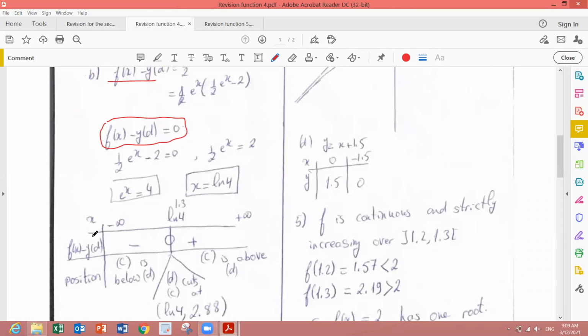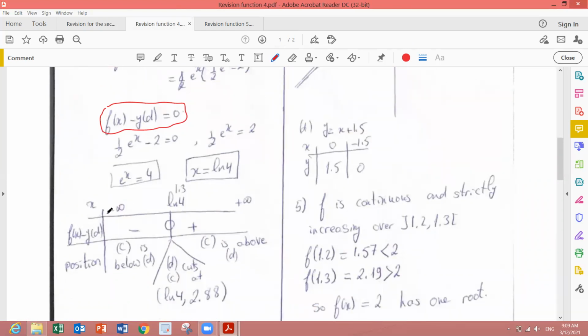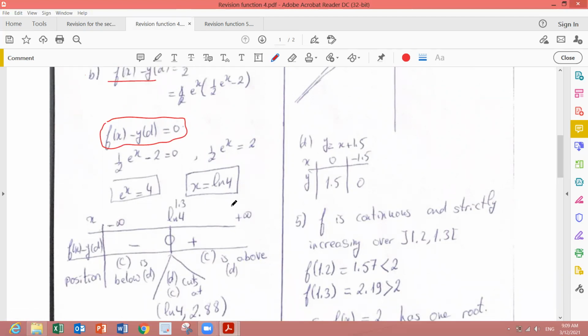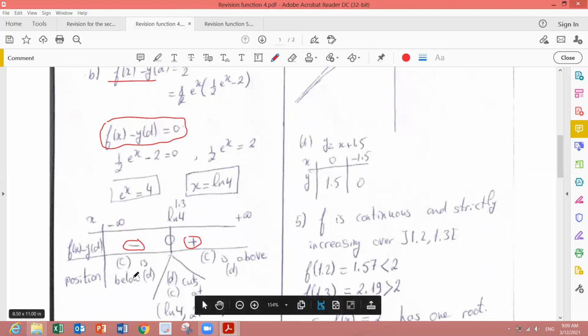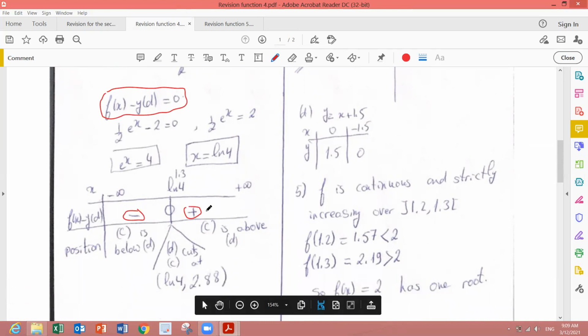Now, the table of position, f of x minus y of D. I put domain minus infinity, plus infinity, and the position. Ln 4, I put 0. To know the sign after ln 4, I take a number greater than ln 4, which is 2. If I replace it here, I get positive. Here it is negative. At ln 4, it is 0. Negative, we say C is below D. Positive, C is above D. 0, D cuts C at ln 4.